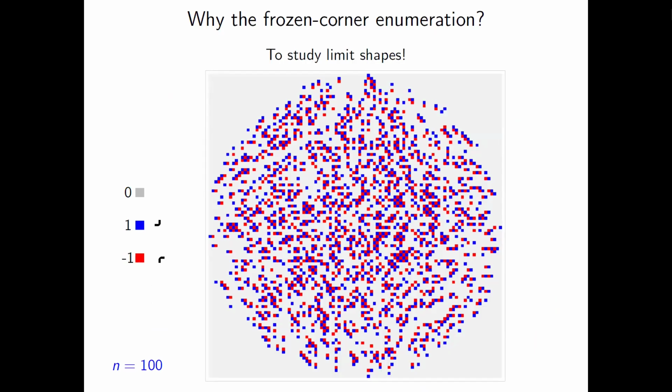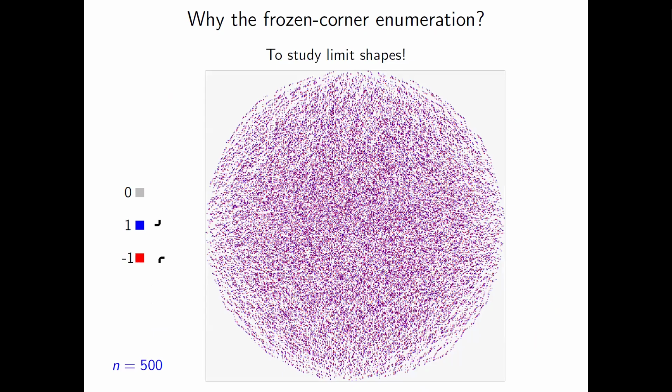But if you increase the simulation, and at the same time you rescale the mesh of the lattice of your entries in an ASM in such a way that the size of your domain remains of order 1, what you see is that the limit shape becomes sharper and sharper. You see that the distinction between frozen and disordered region, between zero and non-zero entries, becomes sharper and sharper.